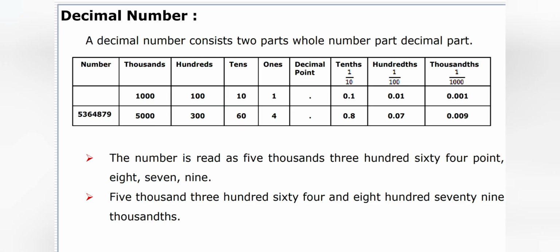Now children, let us understand decimal numbers. In a decimal number, there are two parts. One is the whole number part and the other one is the decimal part. Whole number part and decimal part are separated by a dot which is known as the decimal point. Now let us understand this by one example.